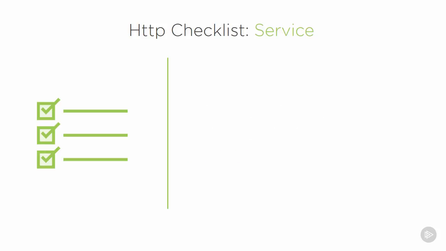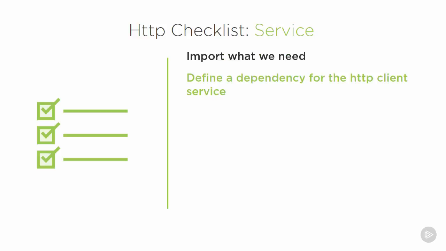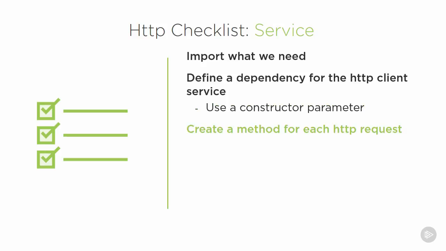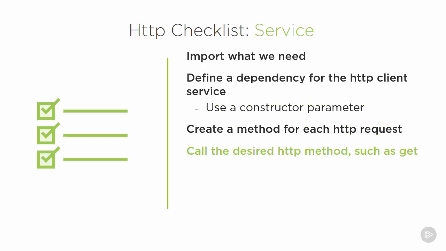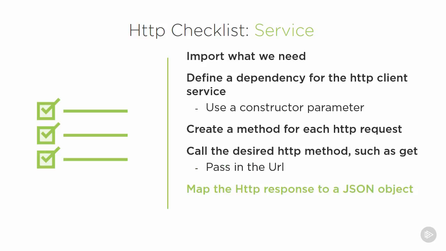Build a data access service to wrap HTTP requests. In that data service, specify the needed imports. Define a dependency for the Angular HTTP client service using a constructor parameter. Create a method for each HTTP request. In the method, call the desired HTTP method, such as GET, and pass in the URL to the desired server. Use a map operator to transform the raw HTTP response to a JSON object, and do error handling as desired.